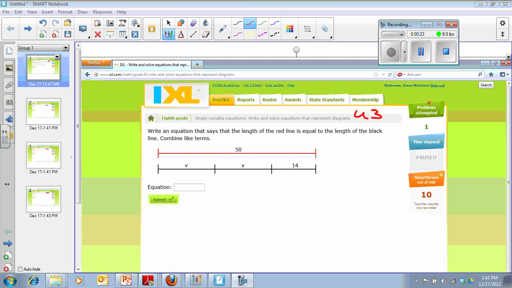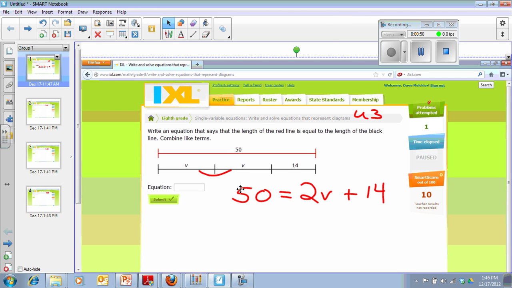So when I look at this picture, it looks like the length of my red line is 50, so I want 50 to equal the length of the black line. When I look at the black line, I see V plus 14. Well, I can combine the two V's to make 2V plus 14. That would be the length of the black line, and I think I have my equation. So I would put it in as 50 equals 2V plus 14.